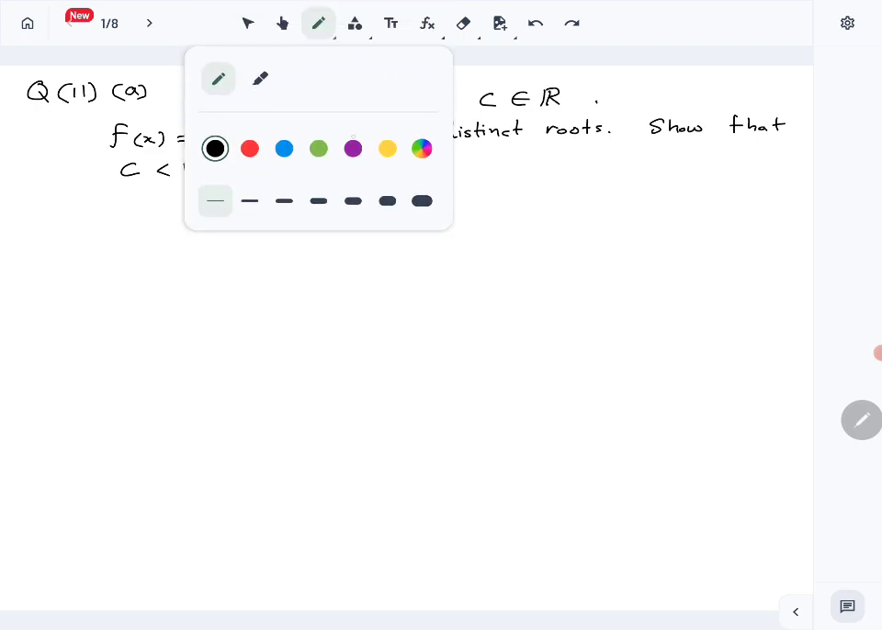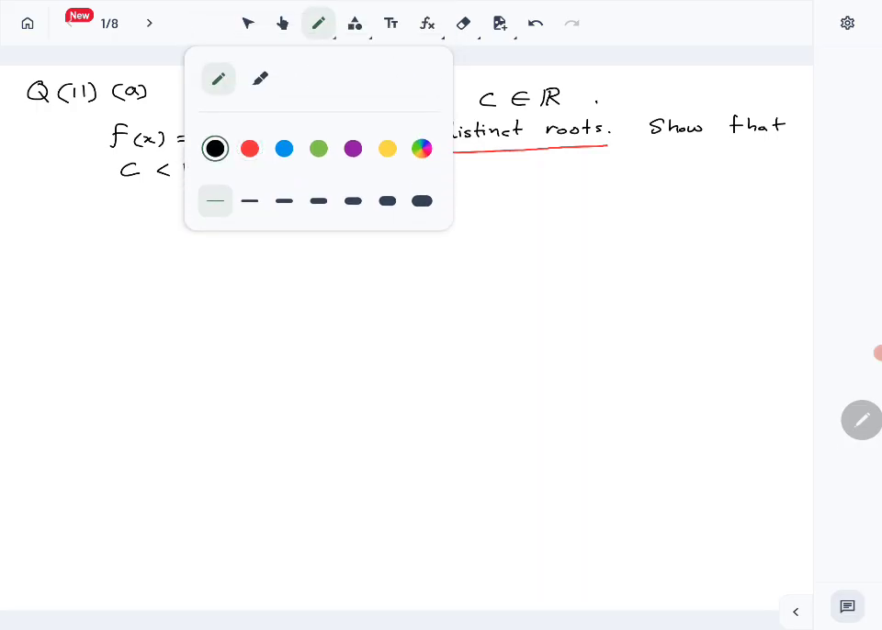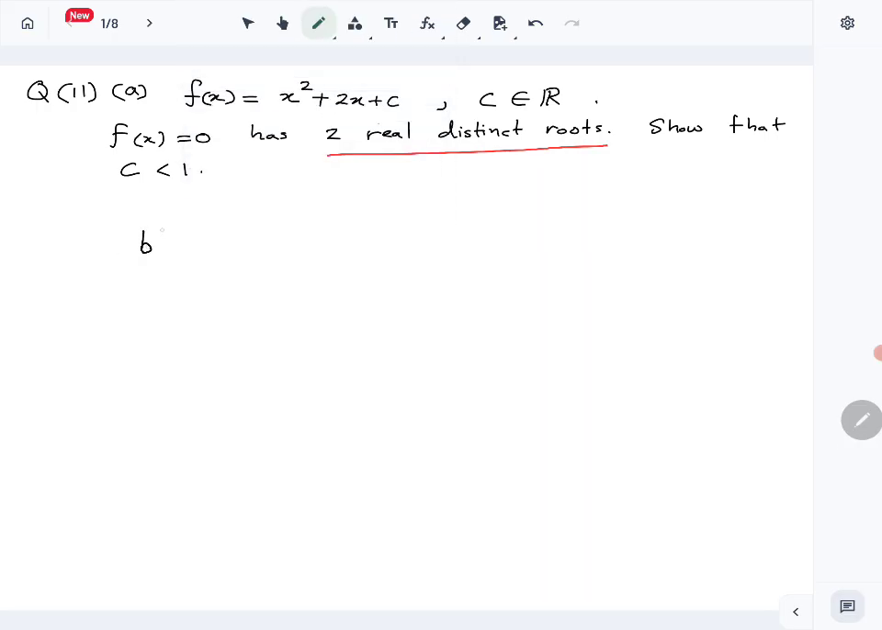Right. So the important thing is this one, two real distinct roots. If the quadratic has two real distinct roots, we know the discriminant has to be greater than or equal to 0. So b squared minus 4ac has to be greater than or equal to 0.